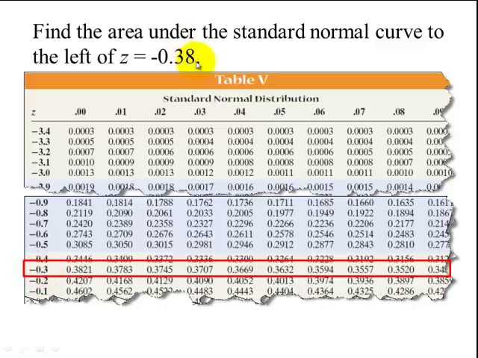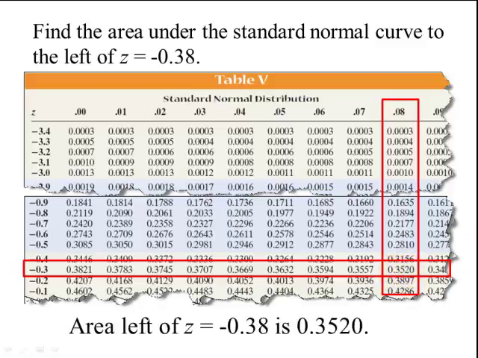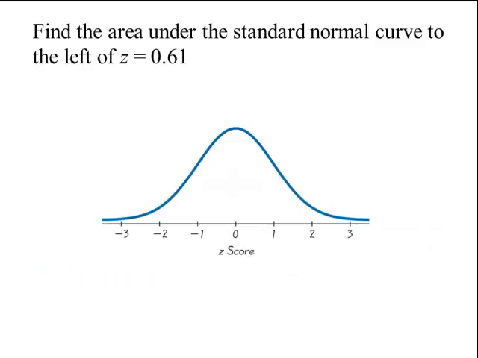And then for the column component, we go to 0.08, which is here. And where these two intersect, that will be our answer, 0.3520. So the area to the left of the z-score, negative 0.38, is 0.3520, which agrees with our picture. The value should be less than 0.5, and it is. Let's do another example.